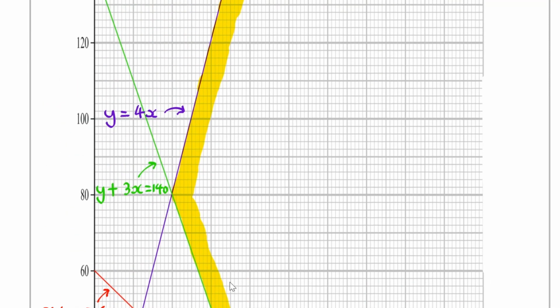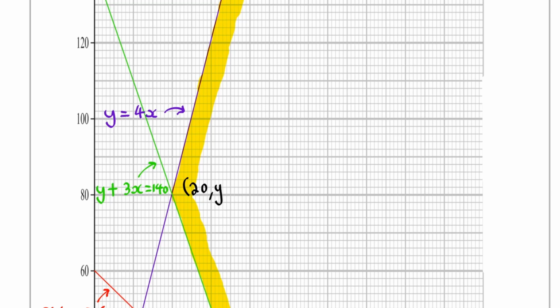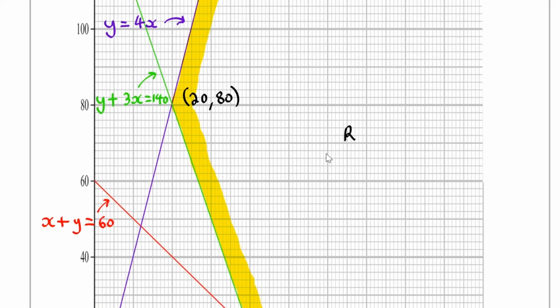And finally, we've got this one over here, the blue one with the green one. So we've got minus 4x plus y equals 0, and we've also got 3x plus y equals 140. So we see that x is 20, y is 80. And don't forget, here is our feasible region R.